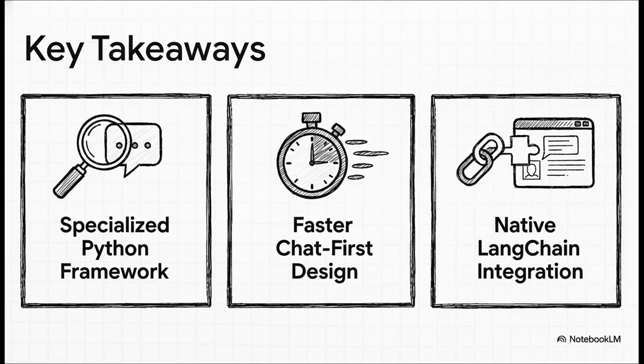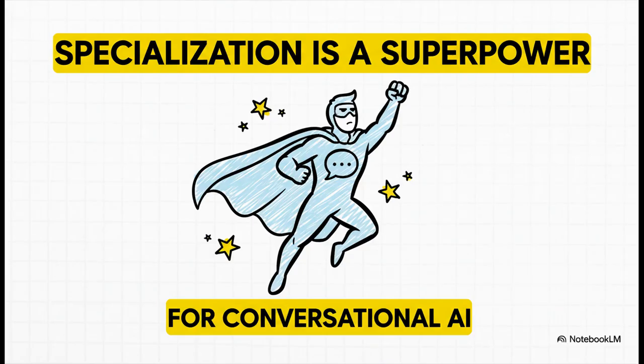Number 1, Chainlit is a specialized Python framework for chat. That's its whole world. 2, because of that specialization, its chat-first design is so much faster than using general tools. And 3, it's got native LangChain integration, which is a killer feature that lets you automatically see how your AI is thinking. And that really brings us to the most important point of all.